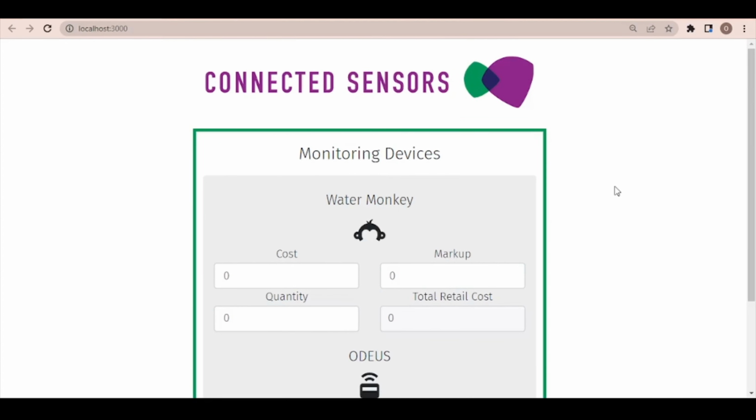Lastly, after repairing and upgrading your building infrastructure to its highest efficiency, we want to monitor water use, detect leaks, and be notified in cases of high usage to prolong the cost benefit of these upgrades. In this last step, you'll be required to fill out the cost, markup, and quantity for each prospective monitoring device that will be added to the building.